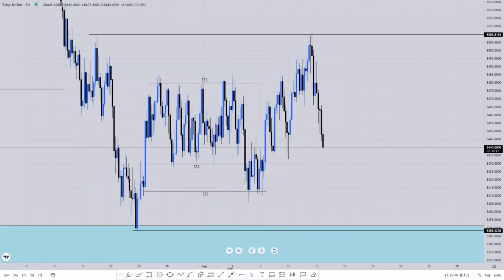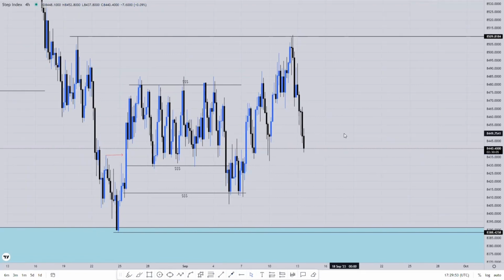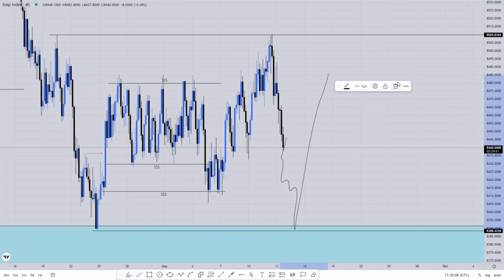You can see the internal change of character which happened here, right? After that happened, this is the low of that change of character. Where is the high? The high is the current one at the top there, right? So already we have our low and our high. If Step Index is going to buy, it mustn't come and break this low. That's where you can even see it coming all the way here, bouncing there, then shooting up, right?